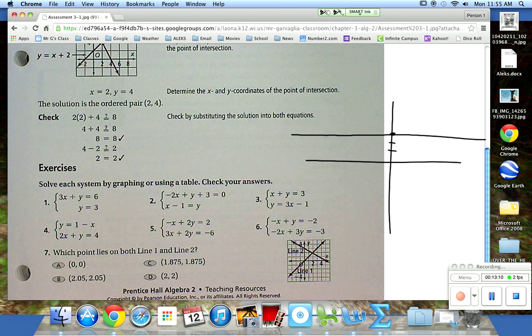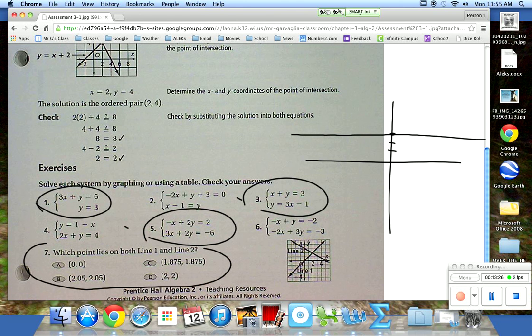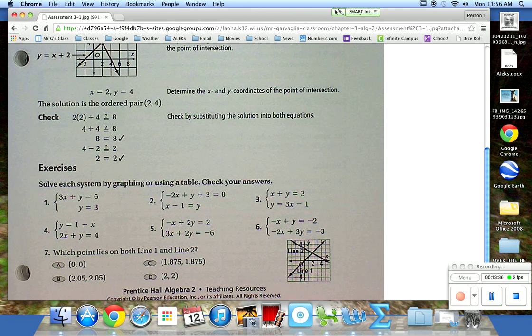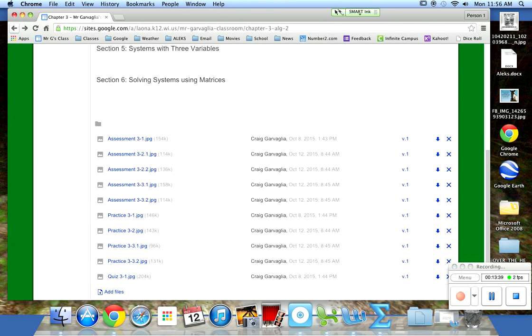So do the odds. Do 1, 3, 5. Which point lies on both line 1 and 2? Do 7. Oh, gee, Reese. Yeah, so far. Oh, that's all we've got, hey? That's what it is. 1, 3, 5, and 7. I think you should do all of them.